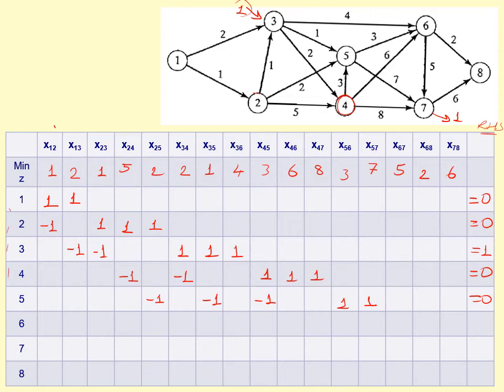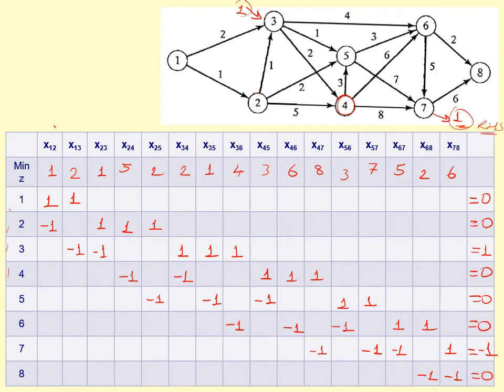For node 6, the inflow is x36, x46, and x56, and the outflow is x67 and x68, and this should be 0. For node 7, this is the destination, and for the destination, the right hand side, I will write -1. So the inflow is x47, x57, and x67, and the outflow is x78. And for node 8, the inflow is x68 and x78, and this will be equal to the outflow, but the outflow is 0.